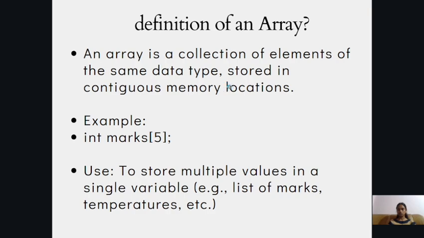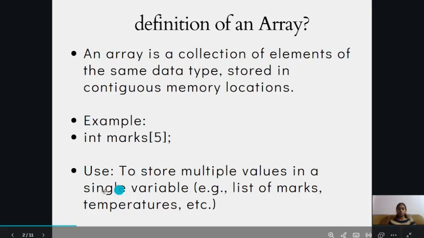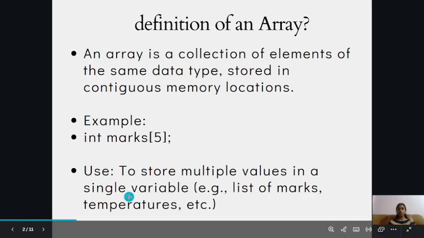An array is a collection of elements of the same data type or same variable stored in contiguous memory locations. For example, int marks[5]. So we used a data type called integer. In that integer we can store multiple values, and this 5 is called the index or subscript. It is used to store multiple values in a single variable, like a list of marks and temperatures, etc.